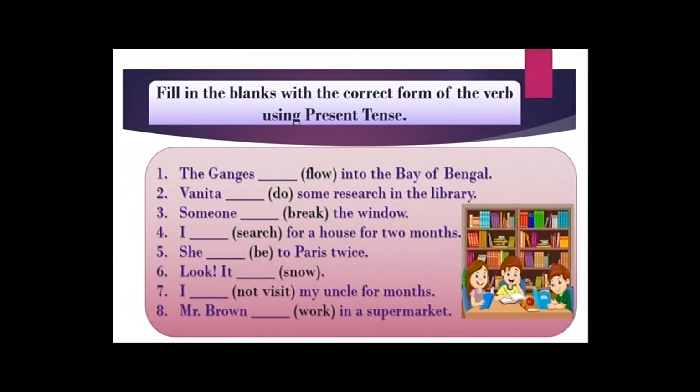Third, someone dash the window and the verb is break. Fourth, I dash search for a house for 2 months and the verb is search. Fifth, she dashed to Paris twice and the verb is be. Sixth, look, it dash and the verb is snow. Seventh, I dash not visit my uncle for months and the verb is visit.